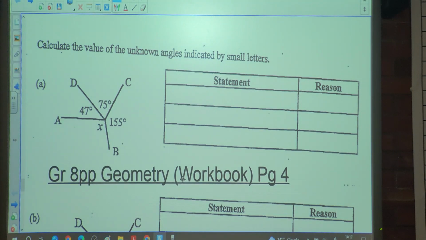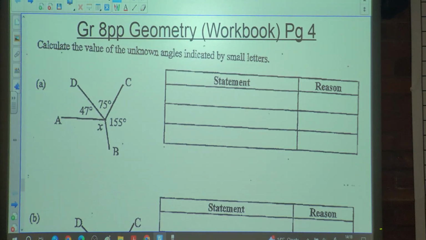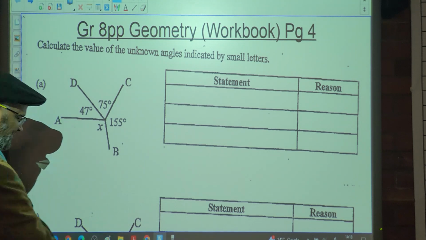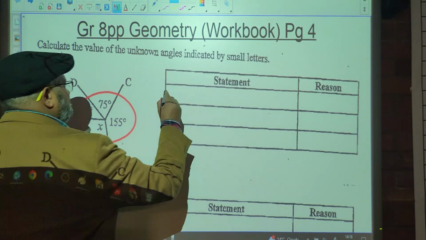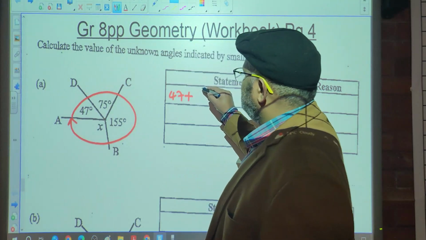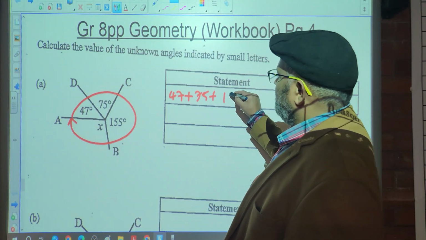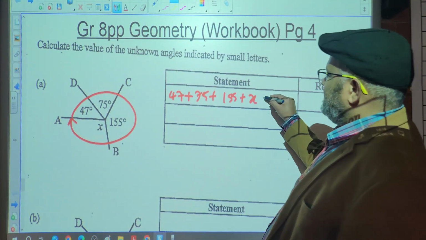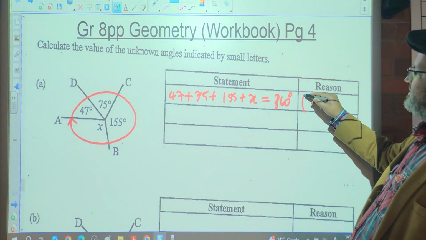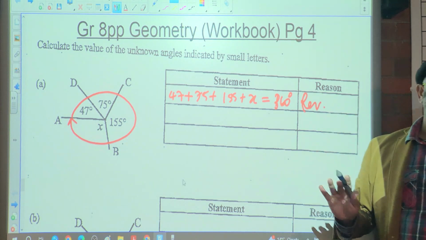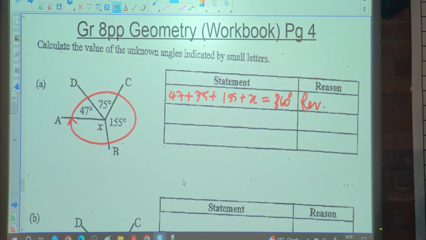I'm going to calculate x. Yes, good start. Angles around the point, yes. Angles add up to 360. So that's 47 plus 75 plus 155 plus x equals 360. Why? Revolution or angles around a point will get you the full mark.